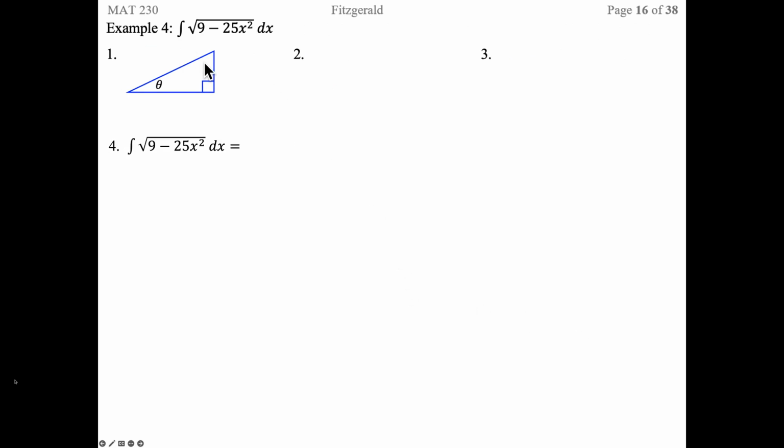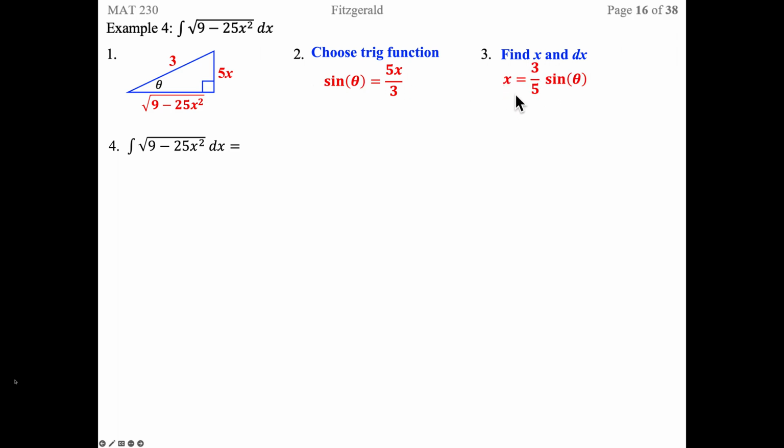All right, example 4. We're looking at integrating the square root of 9 minus 25x squared. So that forces the 9 to be your hypotenuse. So the square root of 9 is 3. The square root of 25x squared is 5x. We want to put that across from theta. That's a nicer x expression than this one. So this square root's the adjacent side. So here I have opposite over hypotenuse, that's sine. Solve it for x, multiply 3/5 to the sine. Take its derivative, dx equals 3/5 cosine theta d theta.